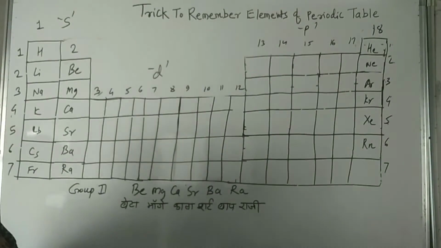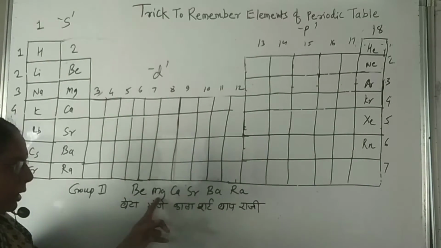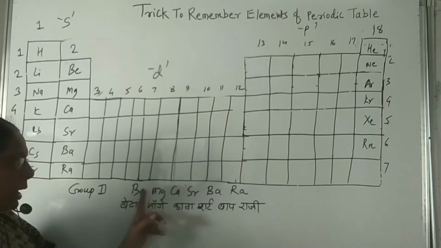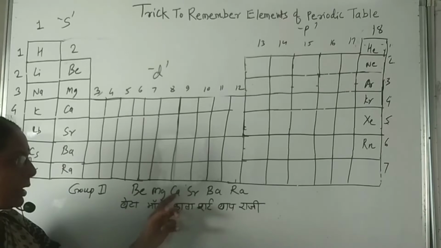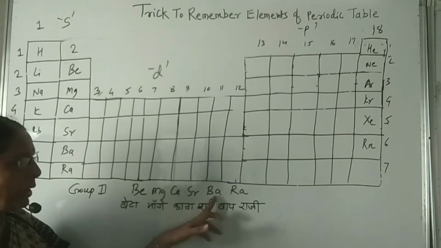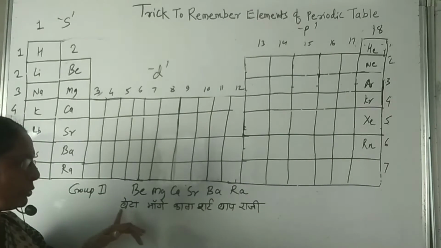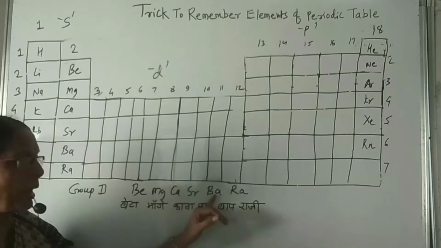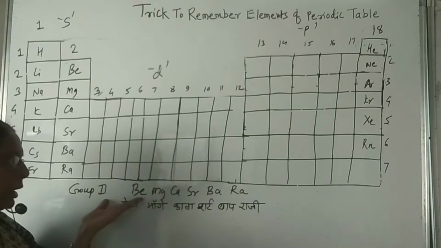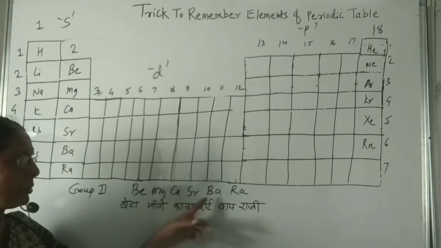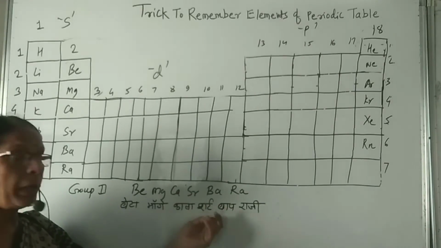If you remember a simple sentence, that is Beta Mange Kala Shirt Baap Raji. Beta, Be, beryllium; Mange, Mg, magnesium; Kala, calcium, Ca; Shirt, Sr, strontium; then barium and radium, Baap Raji. If you remember this, then it is possible to remember beryllium, magnesium, calcium, strontium, barium and radium.